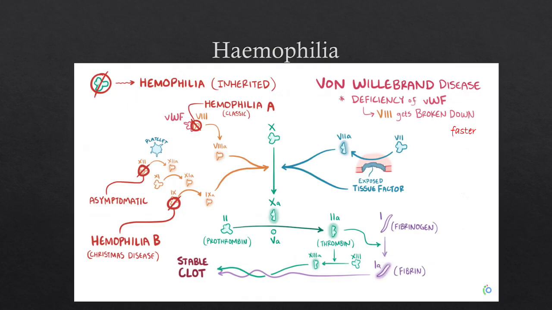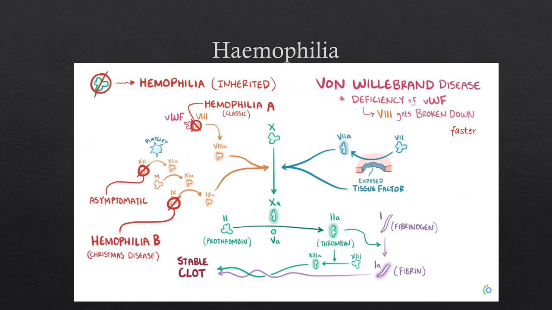The next one is hemophilia. Hemophilia can be inherited, and it is the absence of either factor 8 or factor 9. Because the number of factor 8 in the body is also influenced by von Willebrand factor, if there is a von Willebrand factor deficiency, more factor 8 gets broken down, so that factor 8 deficiency results, furthermore leading to hemophilia.